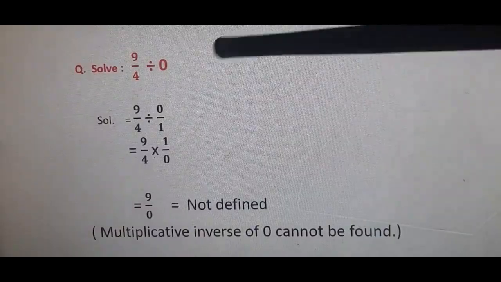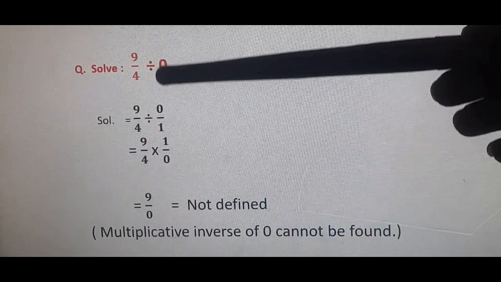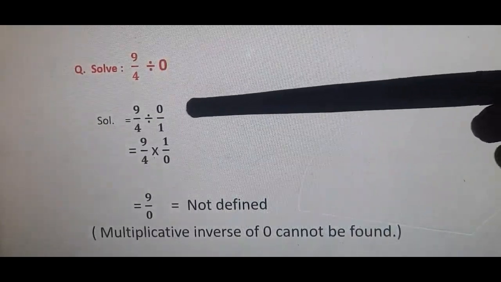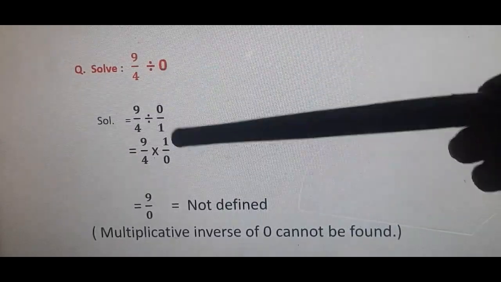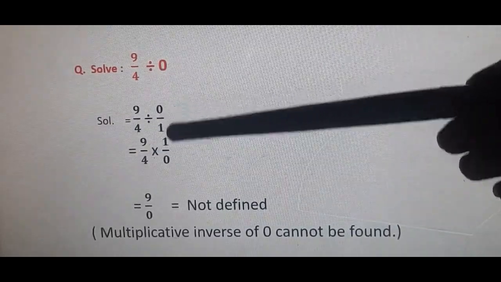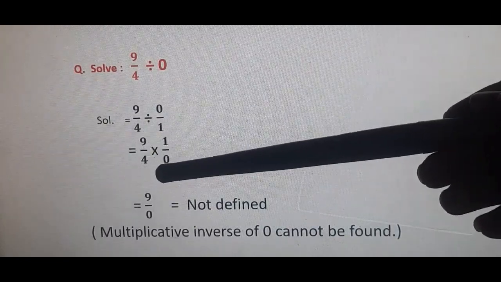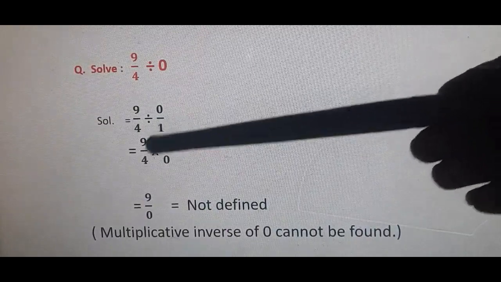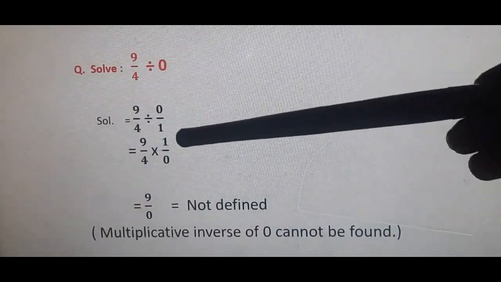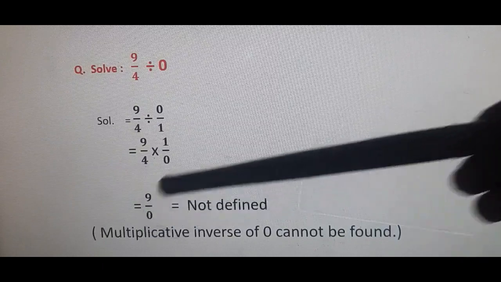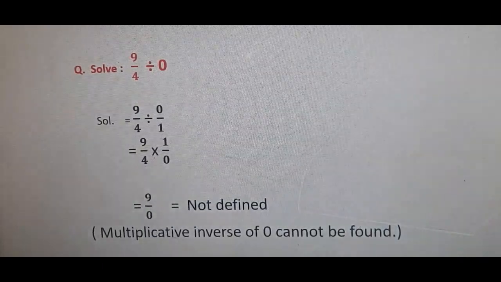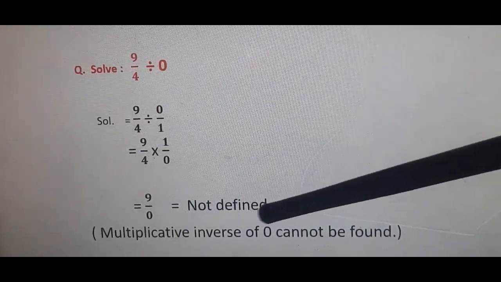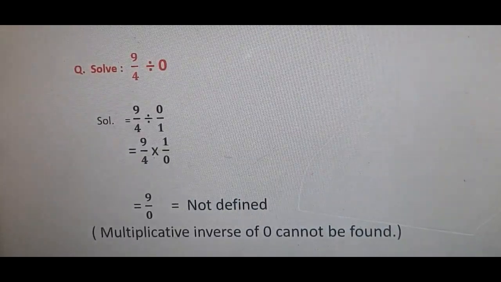Now our next question is solve 9 upon 4 divided by 0. You know that it is your property. It is not defined. Let's see how. 9 upon 4 divided by 0 upon 1. Divide will change into multiply. We will replace it by taking the reciprocal. 0 upon 1, its reciprocal is 1 upon 0. 9 ones are 9, 4 zeros are 0. So 9 upon 0. 9 upon 0 is not defined, or we can say it is meaningless. Multiplicative inverse of 0 can't be found.